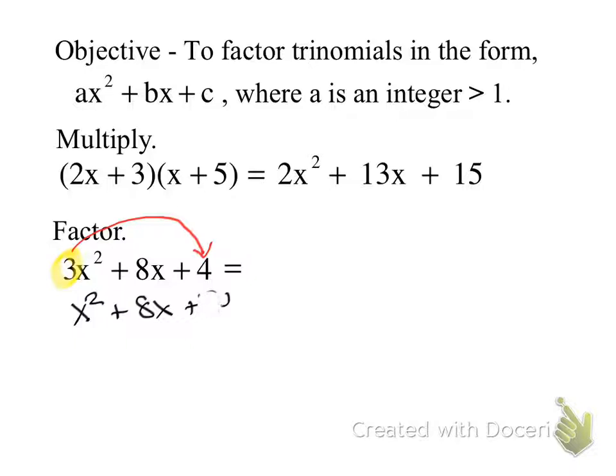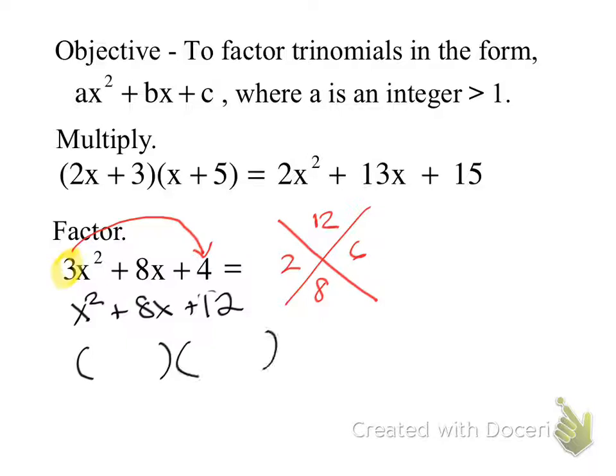I'm not multiplying by 3x squared, just the 3 by the 4. Okay, now what multiplies to give us 12 and adds to 8? I heard a 6 and a 2. All right. So what does this factor to? Yep. X plus 2 times the quantity of x plus 6.